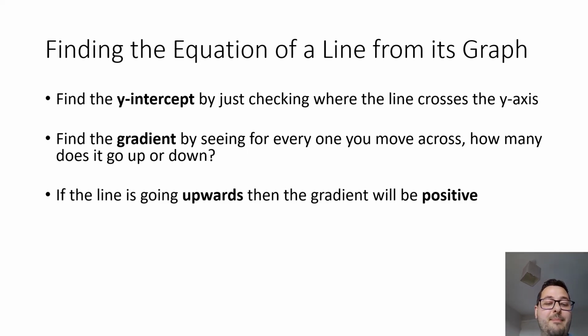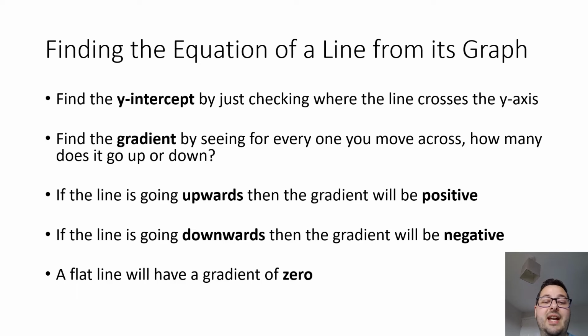Okay, and then just to remember that if the line is going upwards, the gradient will be positive. If the line is going downwards, the gradient will be negative. And if the line is flat, that will just be a gradient of 0, so there'll be no x term in it at all.